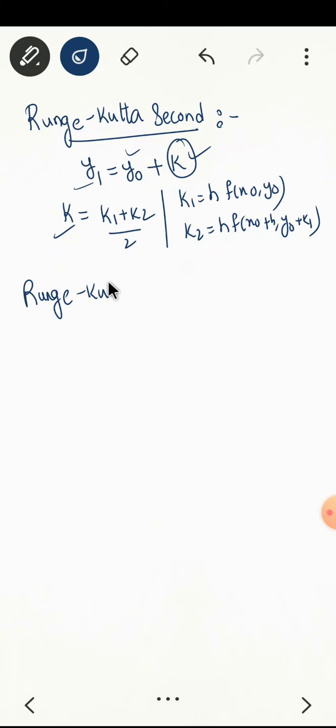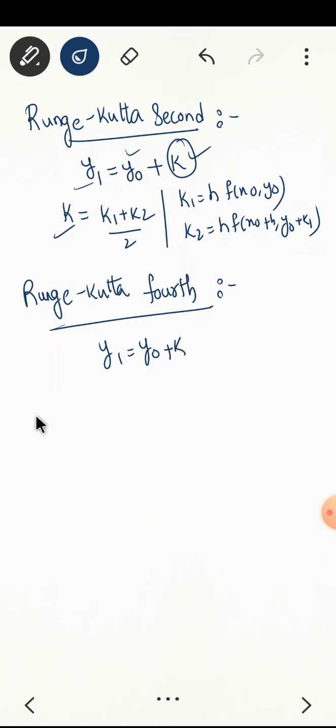Then the Runge-Kutta fourth order method. The Runge-Kutta fourth order method is also the same. y1 is equal to y0 plus k, but k changes. k is equal to what? (k1 plus 2k2 plus 2k3 plus k4) divided by 6.